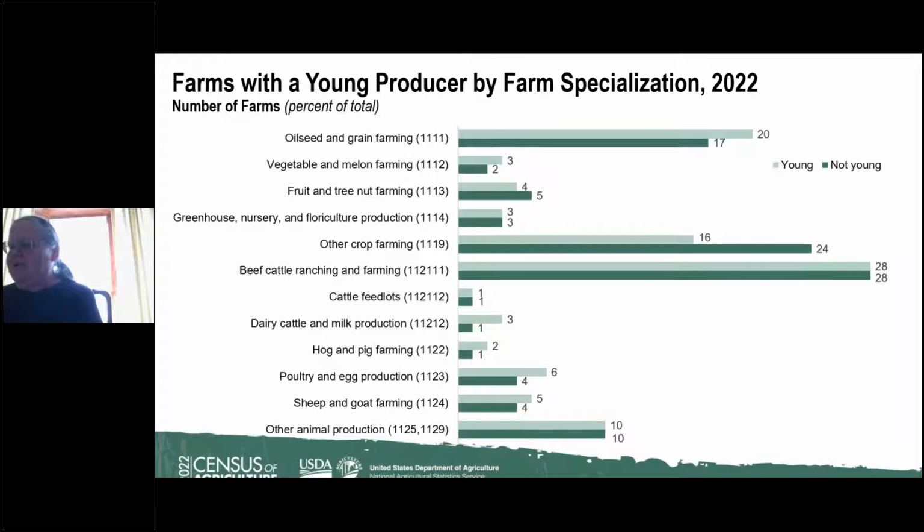For example, you can see grain and oilseed farms are much more likely to have a young producer than, say, other crop farms. And you can see that the share of farms involved in beef cattle ranching and farming is about the same across the two groups, farms with young producers versus farms with no young producers. While the numbers of cattle feedlots and farms involved in dairy cattle, hog, and poultry production are small in terms of the overall number of farms, those are farms that are more likely to have a young producer as well. Next slide.